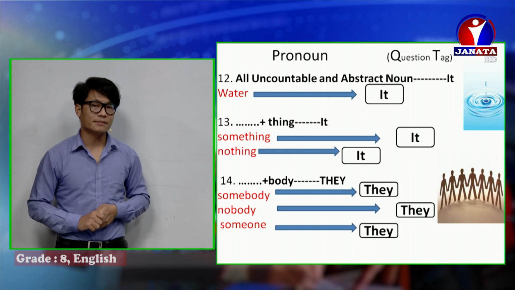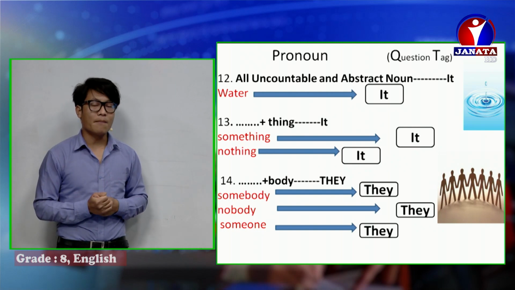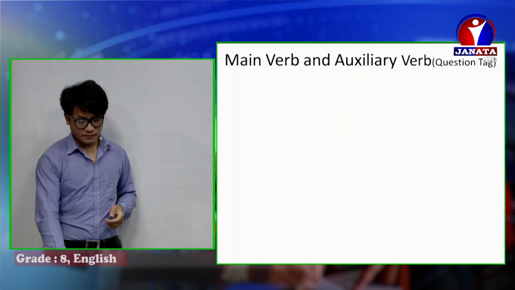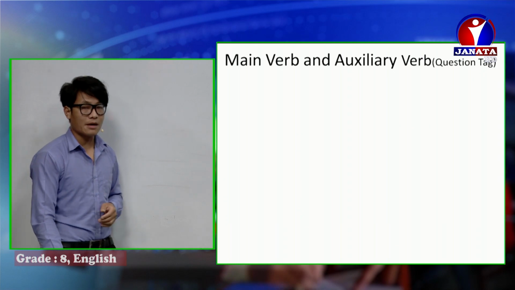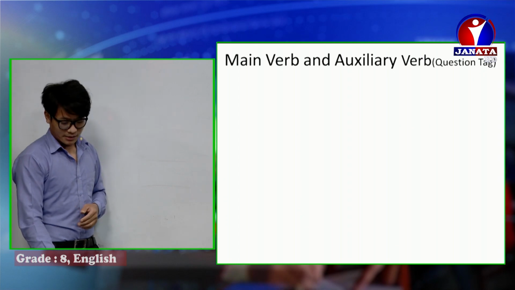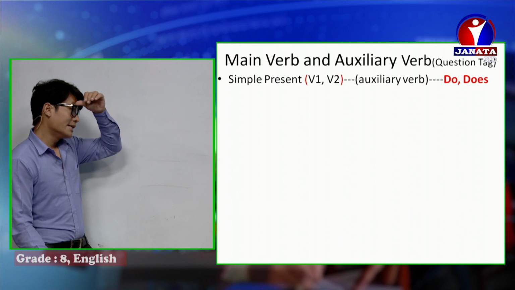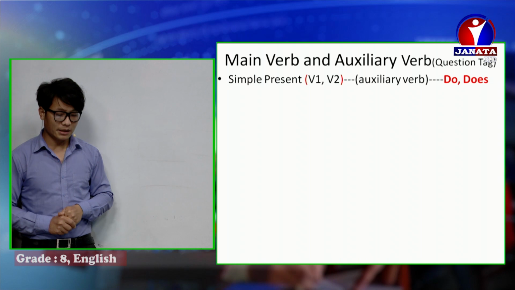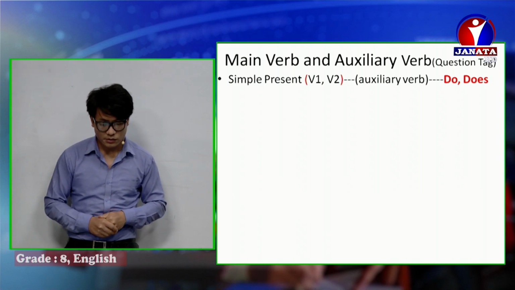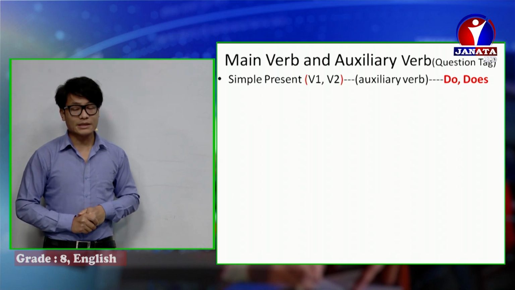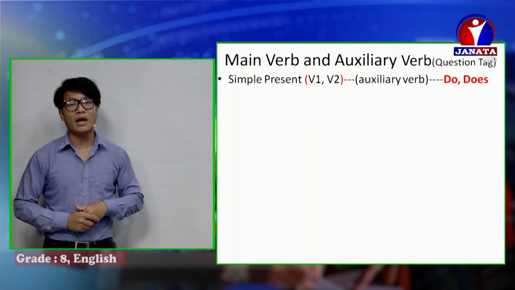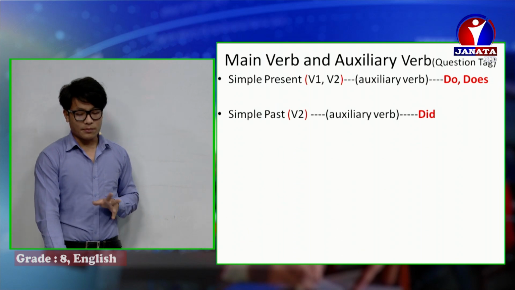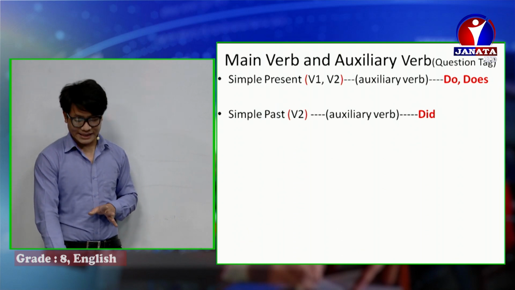Just as we have discussed, now the next point is about verbs and their auxiliary verbs, because auxiliary verbs are very important in question tags. Next, you can see simple present. Simple present especially has verb 1 and verb 5, but there is no verb 2. So obviously there should be do and does as auxiliary verbs. Simple past, verb 2, that's why the auxiliary verb is did.